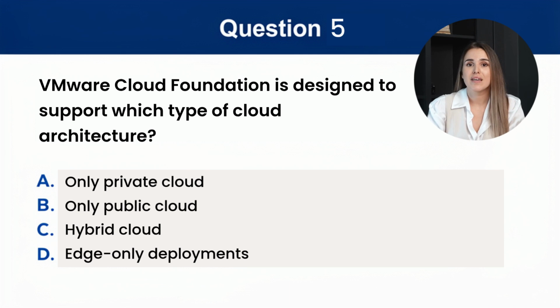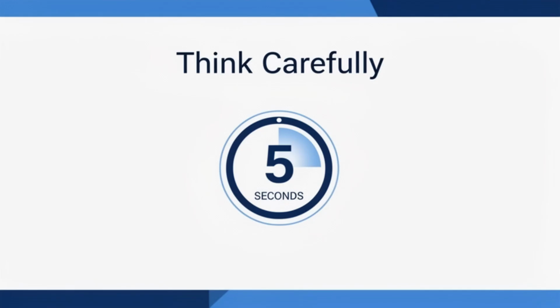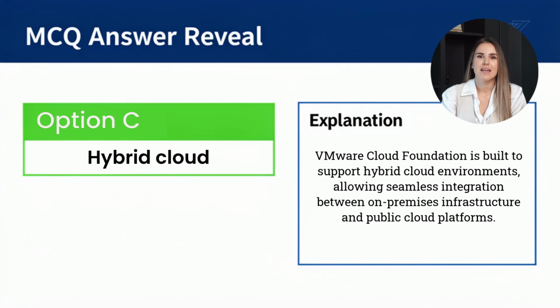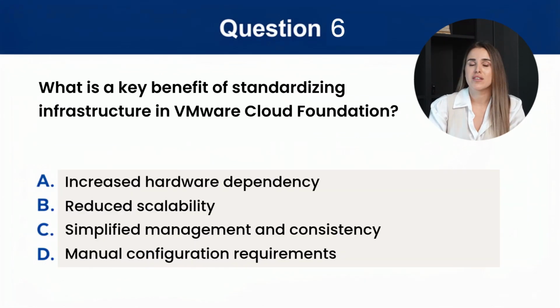Question 5. VMware Cloud Foundation is designed to support which type of cloud architecture? A. Only private cloud. B. Only public cloud. C. Hybrid cloud. D. Edge-only deployments. Pause and think about VMware's multi-cloud strategy. The correct answer is C. Hybrid cloud. VMware Cloud Foundation is built to support hybrid cloud environments, allowing seamless integration between on-premises infrastructure and public cloud platforms.